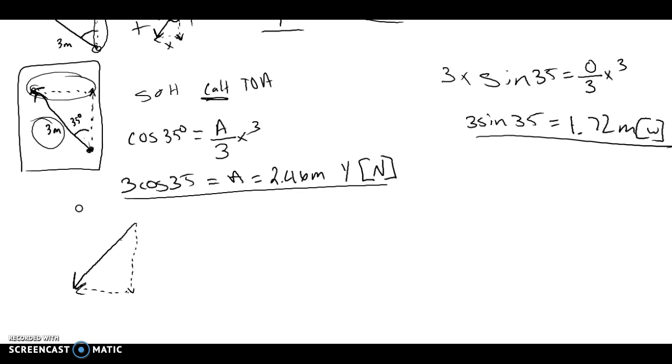Now the way you do that is the same exact way we did up top, so I'm going to go through this a little bit quicker. Here, this side is my adjacent side, so I'm going to use cosine.